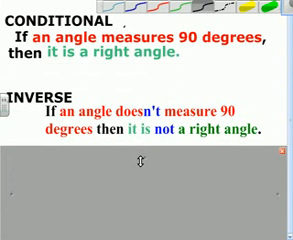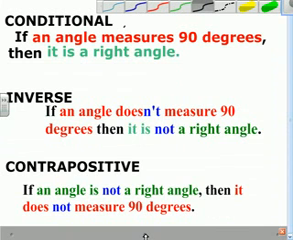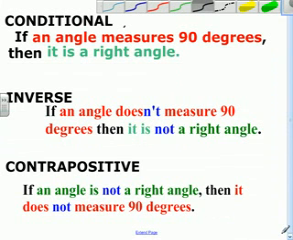Let's keep going with that same conditional. If you don't reverse them, but you negate it, so if an angle doesn't measure 90 degrees, then it's not a right angle. That's called the inverse. I didn't switch the hypothesis and the conclusion, I just negated them. And if you switch them and negate it, you would end up with, if an angle is not a right angle, then it does not measure 90 degrees, and that's called the contrapositive. It's the inverse of the converse.